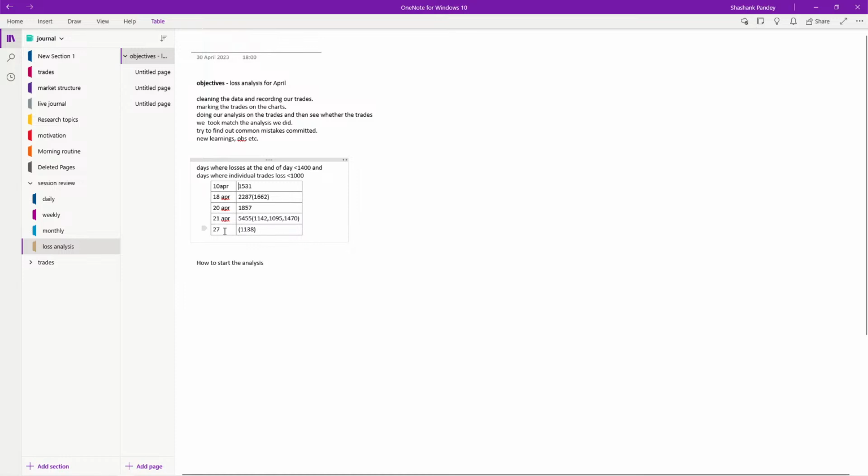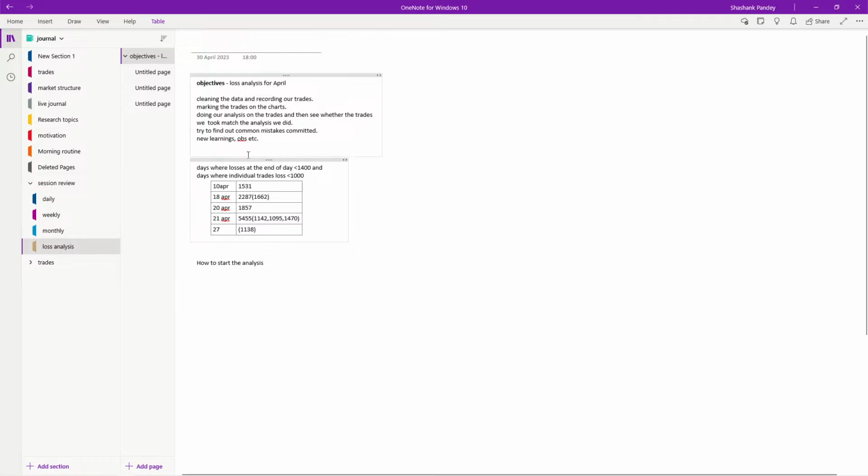So you can see that on 27th, even though there was one individual trade which was a very hefty, good loss, I still ended that day in green. So let's see how it goes.